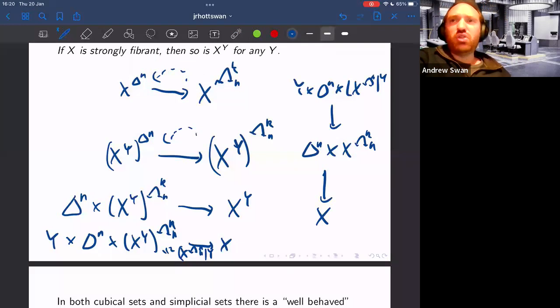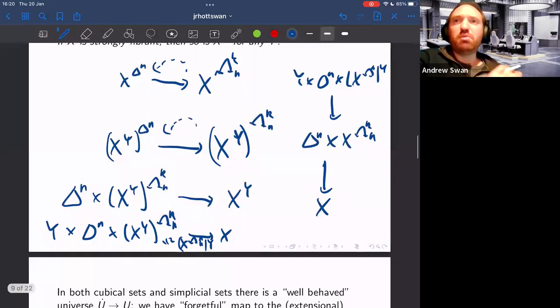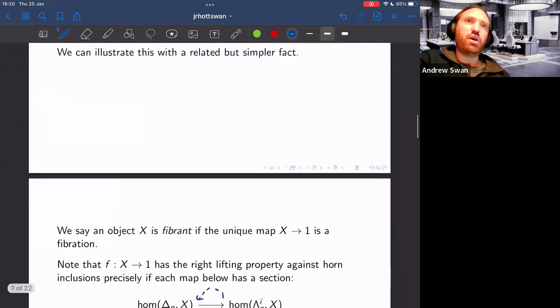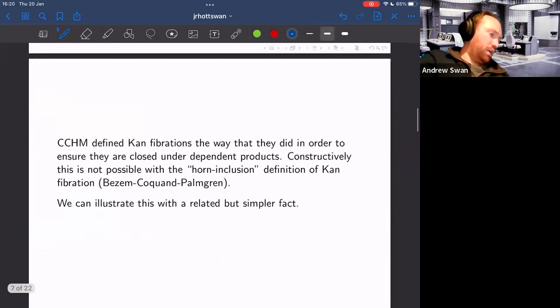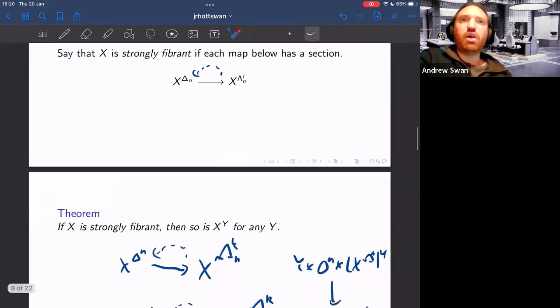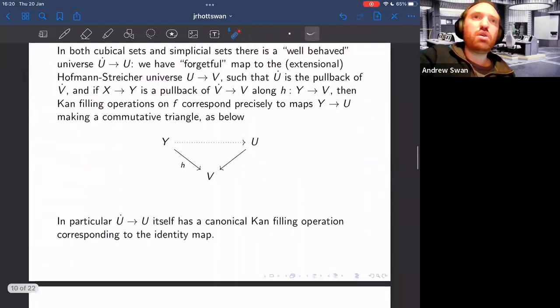And we can see that this makes sensible use of the fact that we're working with exponentials rather than Hom sets. And you just have to trust me that for Hom sets, they're not closed under exponentials. In fact, I think this was even proved in the paper that I mentioned by Bezem, Coquand, and Palmgren. They gave a counter-model where it fails.